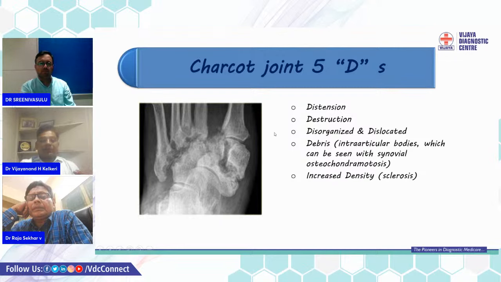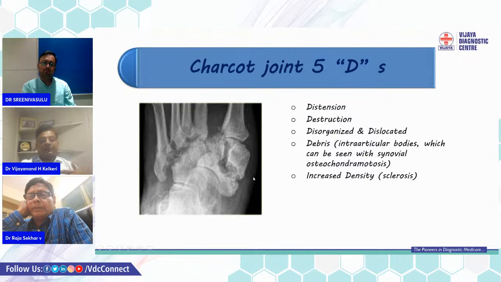And other than that, you can also see the debris. You can see these areas of dense areas within the joints, small soft tissue dense areas, swelling area, some soft tissue density here. These are all the debris. It can be calcified or non-calcified, either loose bodies or some debris or pus or some other things that can be seen. Next is the increased density or sclerosis.